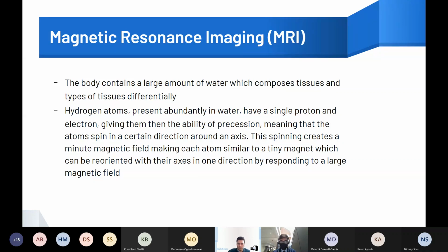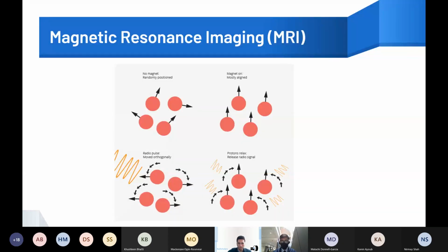And this spinning creates a magnetic field, which is essentially making each atom similar to a tiny magnet, which can be reoriented with their axes. So each hydrogen atom in this water that composes our body is like a small magnet, and they have a north and south pole, which can then be oriented just like any other magnet that you might have experienced in your life. So now you might see how the whole magnet part of MRI comes in. That big donut I talked about is a big magnet.